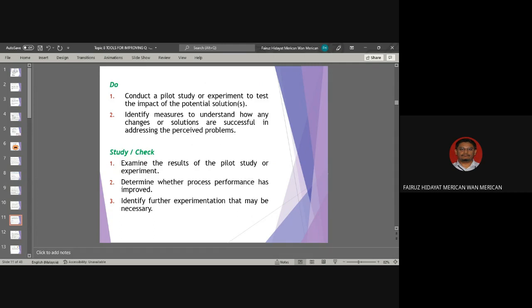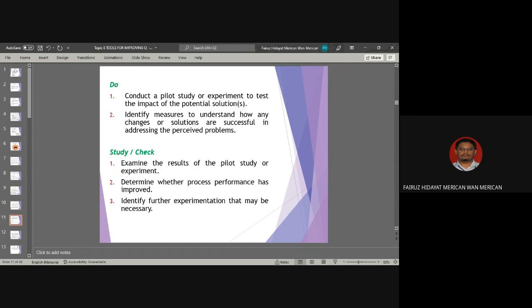Okay, and then the do would be to conduct a pilot study. Again, they will do the test. They will implement the new solution, and they identify measures to understand how any changes or solutions will be successful or otherwise. So when they do the test, they test the new solutions to improve the quality.